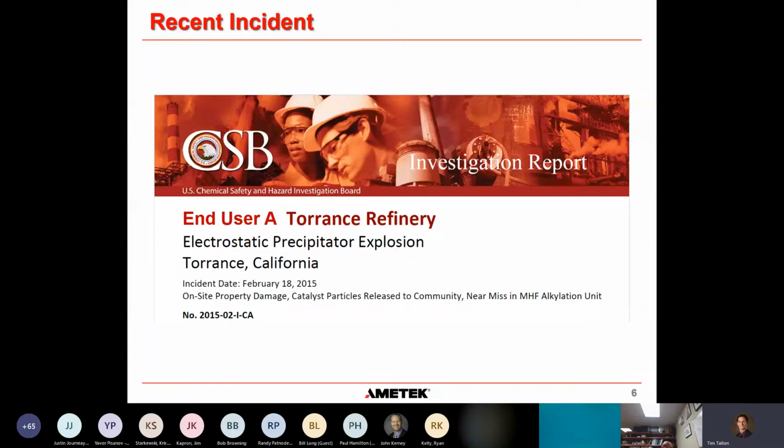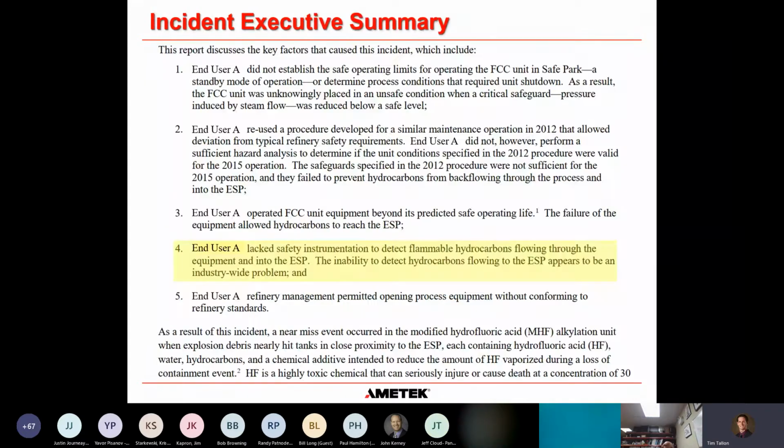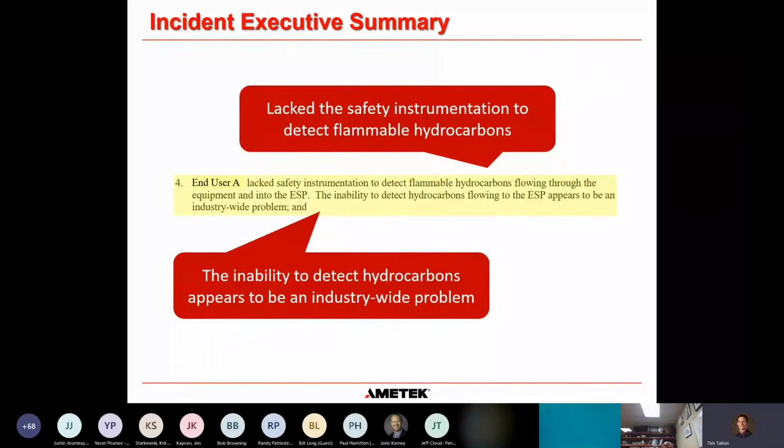As a more recent example, in 2015, there was an end user who had an explosion at their electrostatic precipitator. Going inside the incident report, one of the items in the executive summary, item number 4, was that the end user lacked safety instrumentation to detect the flammable hydrocarbons flowing to the equipment. The executive summary also pointed out that the ability to detect hydrocarbons appears to be an industry-wide problem, in this case for the electrostatic precipitator.